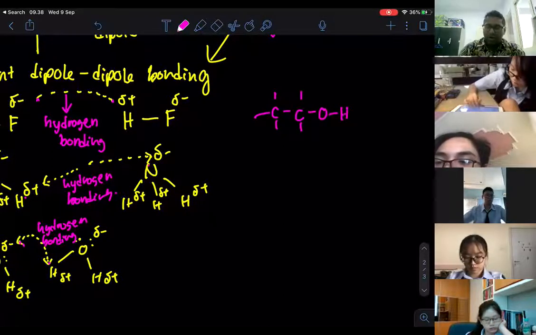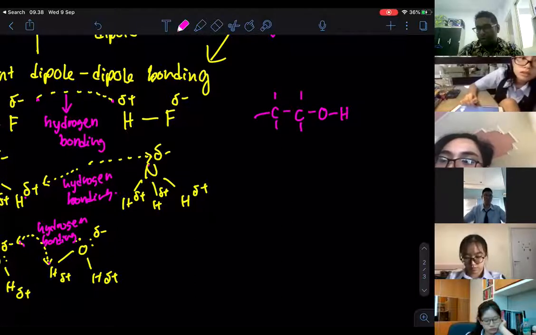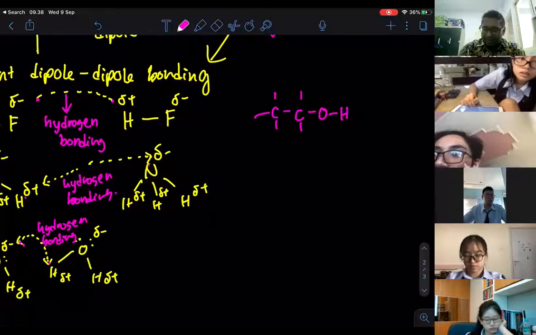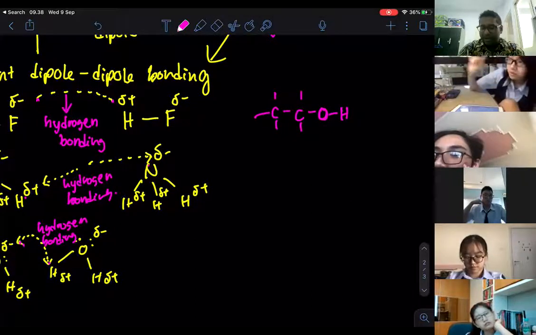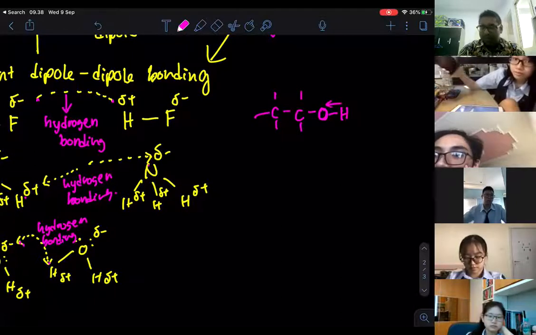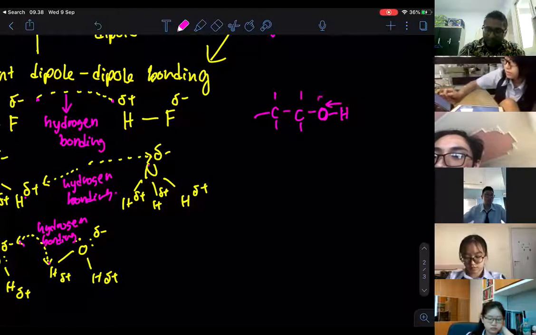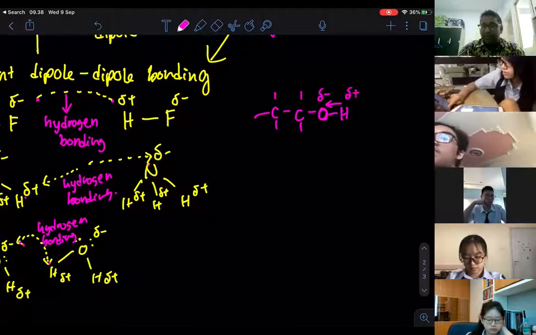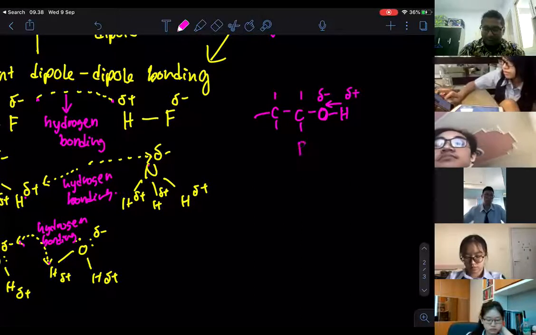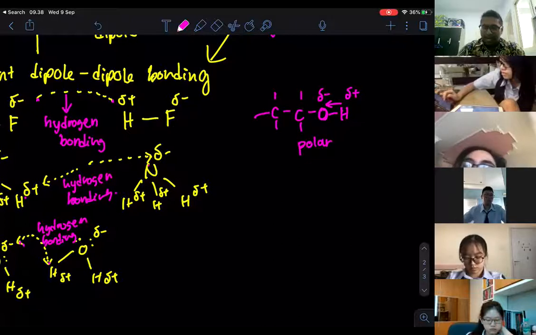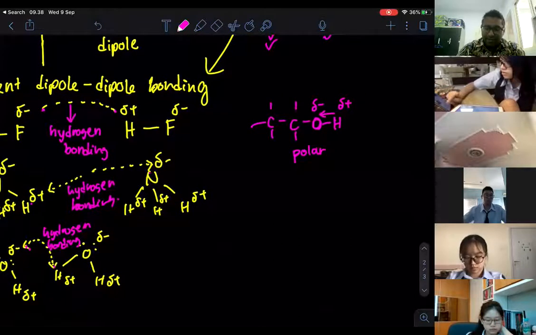Is alcohol a polar molecule or a non-polar molecule? To answer that, very easy. Oxygen is more electronegative than hydrogen. It will attract the electron to itself. The moment it attracts the electron to itself, that's already delta negative. This is already delta positive. So of course, alcohol is polar. Do remember this one additional knowledge here.